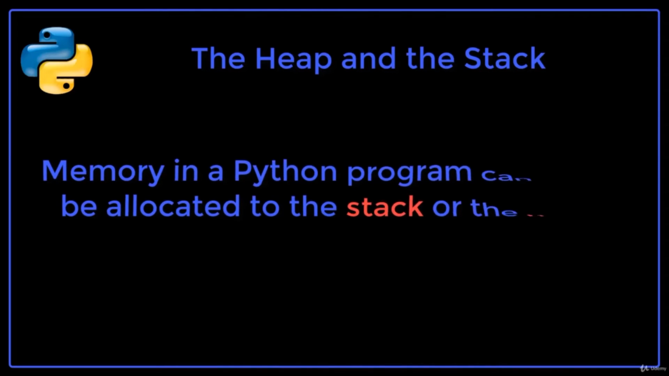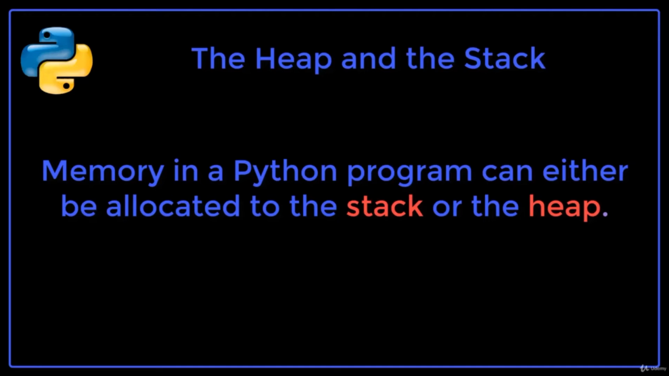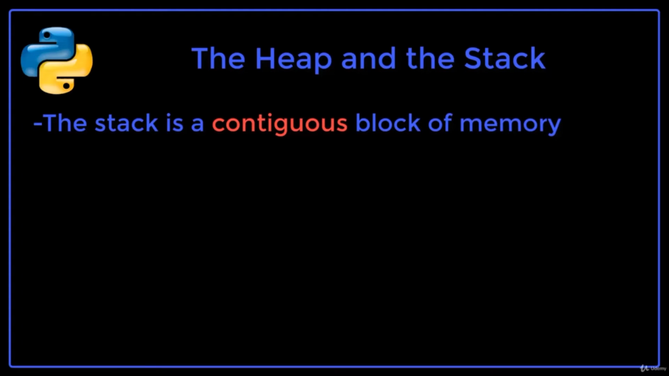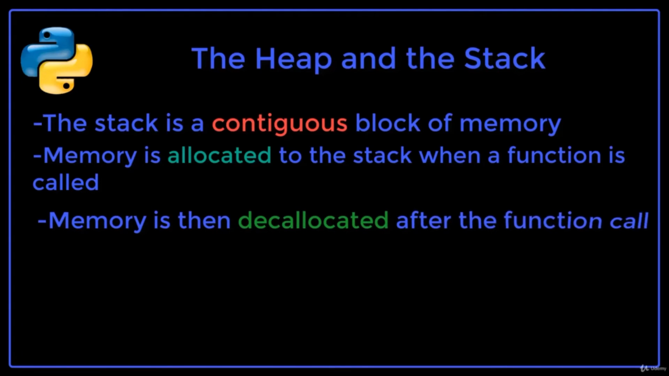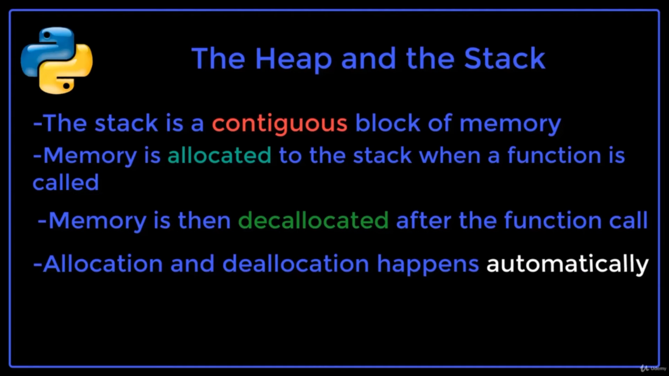Memory in a Python program can either be allocated to the stack or the heap. The stack is a contiguous block of memory. Memory gets allocated to the stack when a function is called. Once the function is over, that memory is deallocated. The programmer does not have to worry about allocating or deallocating the stack memory. That is handled automatically by the computer.